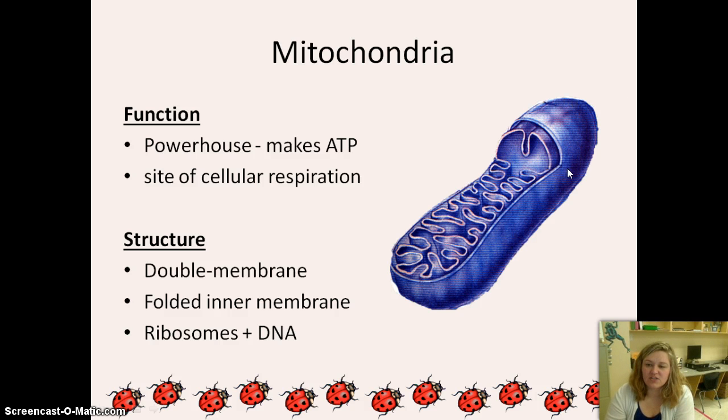It's a double membrane. If you look here, we've got one smooth membrane on the outside, and then we've got this wrinkled membrane on the inside. It's folded. That provides a lot more surface area for that cellular respiration to take place so that we can make more ATP.